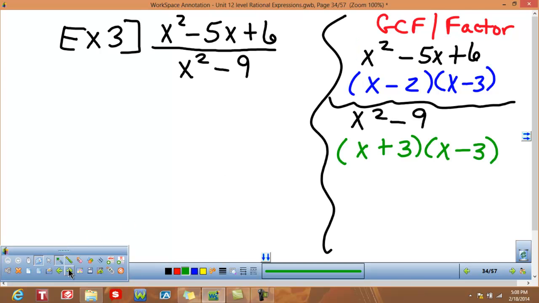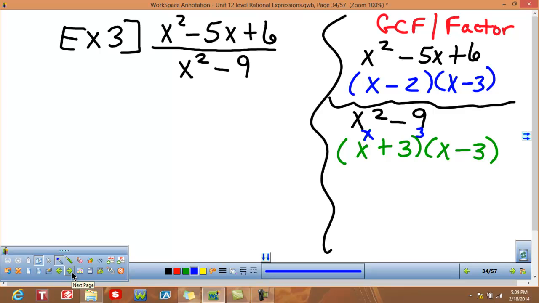Then we look at x squared minus 9. We notice that there's a minus sign in the middle. The square root of x squared is x. The square root of 9 is 3. This satisfies the difference of two squares, and so we put that in the formula, and we get x plus 3 times x minus 3.